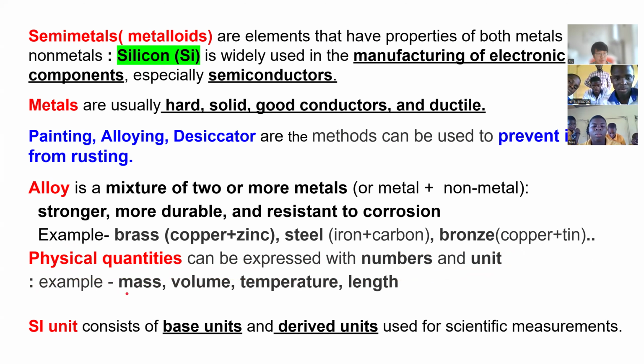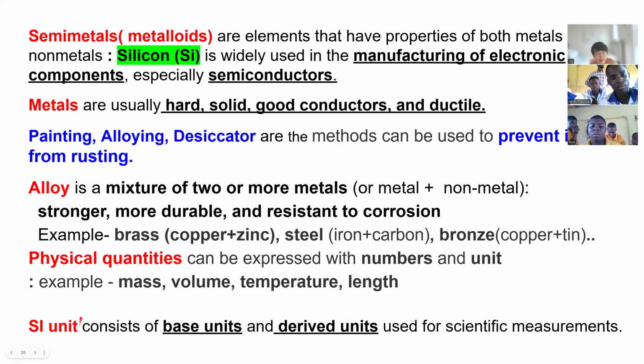You would measure the mass, so it's a physical quantity. Same with volume. You can measure the volume of a certain object, and that is a physical quantity. You can measure the temperature, and you can measure the length as well, both of which can be measured and expressed by numbers and units.